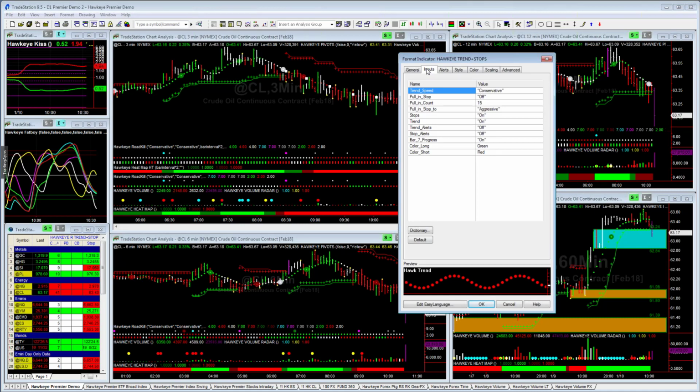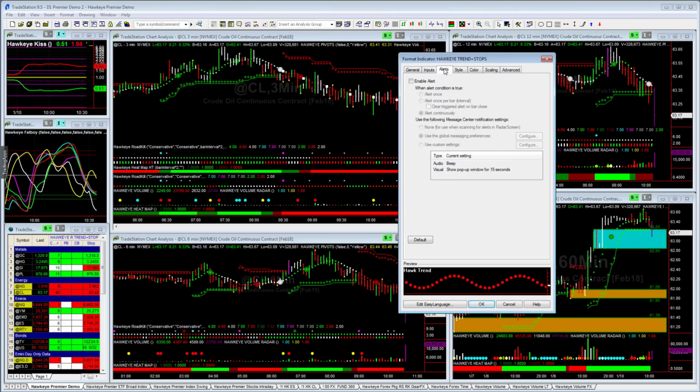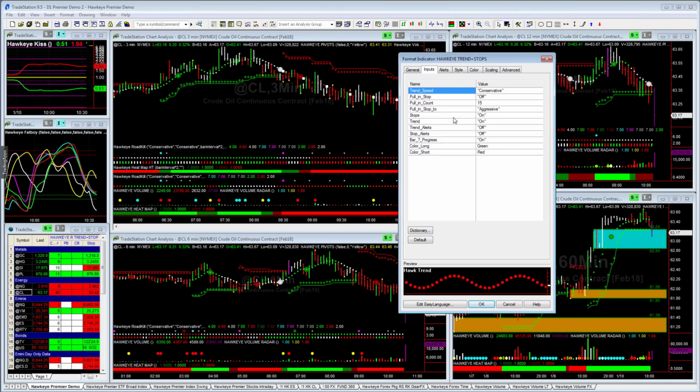And within the indicator itself, you can show the alerts by turning them on or off, and you can show the stop alerts as well by turning them on or off. But you have to make sure the system has been enabled so that the alert gets published.